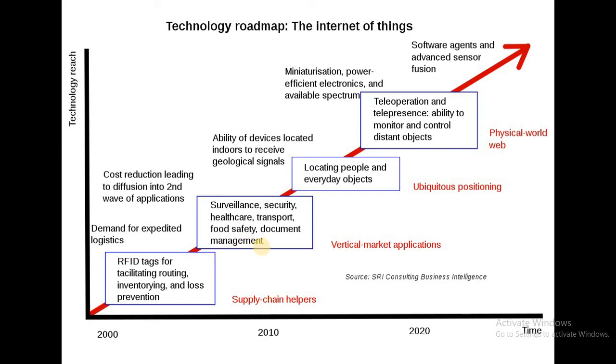We can see the technology roadmap of the Internet of Things. First, RFID tags facilitate routing, inventory, loss prevention, and surveillance security. Then healthcare, transport, food safety, and document management. Then it moves into locating people and everyday objects, and teleportation, telepresence, and the ability to monitor and control distant objects. So the technology roadmap started from supply chain helpers to vertical market applications, then ubiquitous positioning, and lastly to the physical world web.